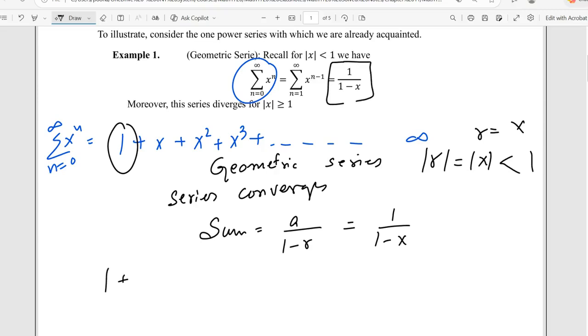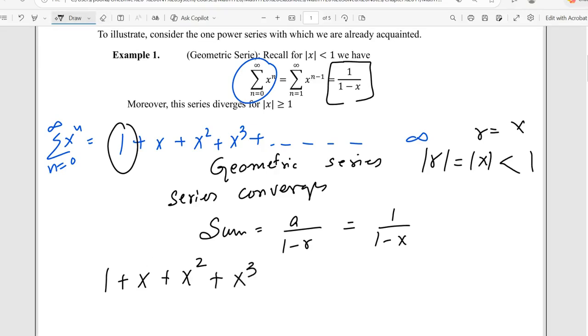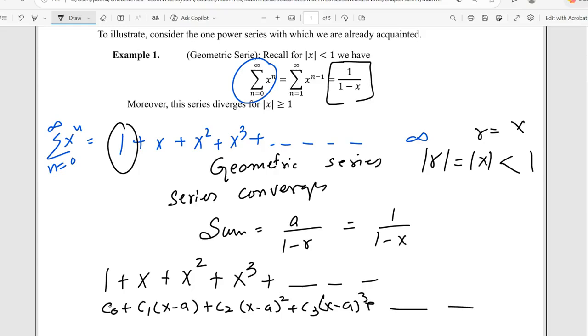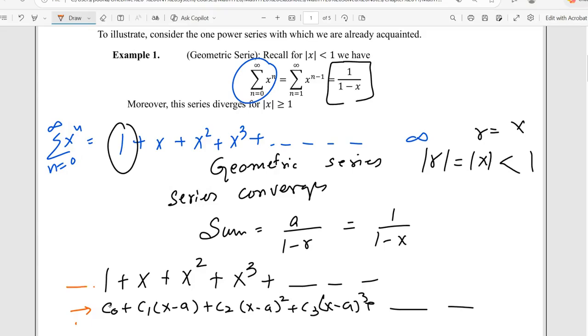So you see this functional series, with x here, is an example of a power series. If you want to compare it to the original formula of the power series, let's write that down. We said C naught plus C1 times (x minus a) plus C2 times (x minus a) square plus C3 times (x minus a) cube and so on. If you were to compare these two series, this is the power series definition, and this is the geometric series which we talked about just now.